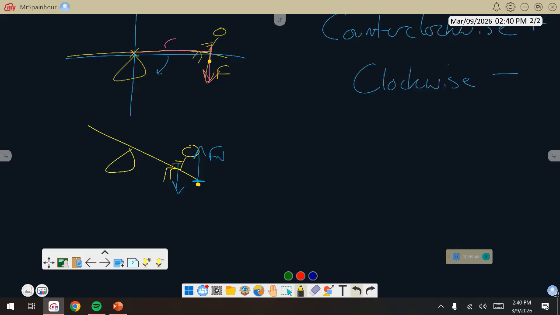No. Is there a lever arm? Yes, there is, because here's the fulcrum, here's the distance over here. There is a lever arm, but there is no torque because the force of the push is parallel.